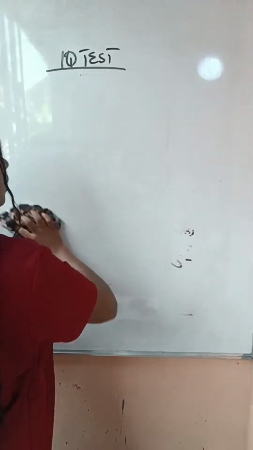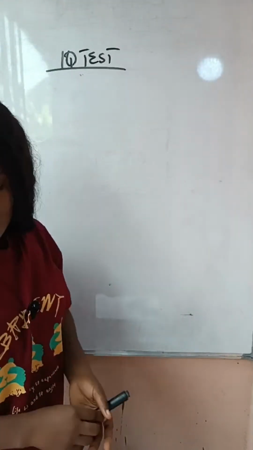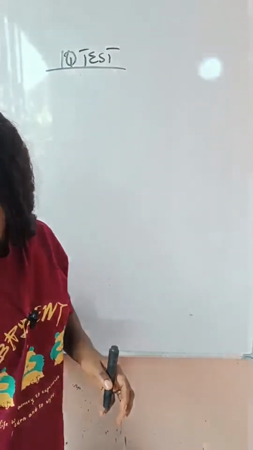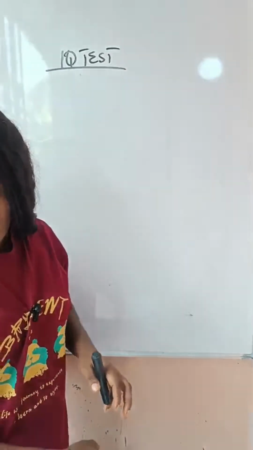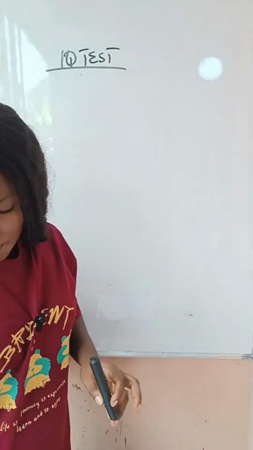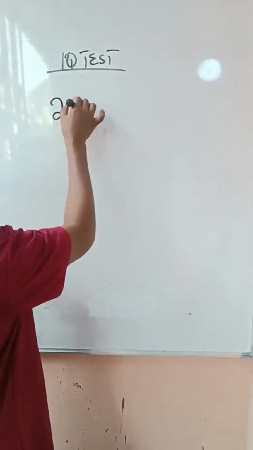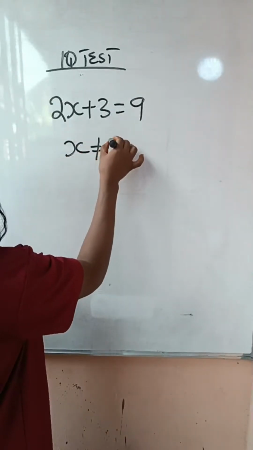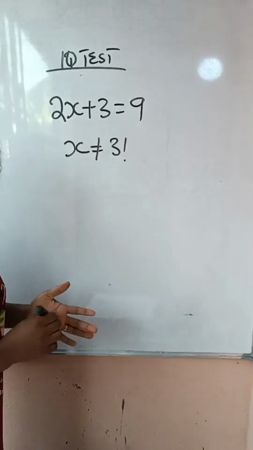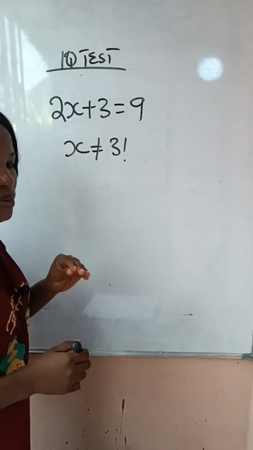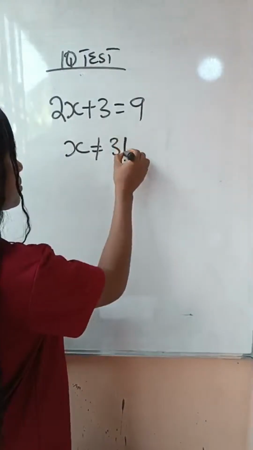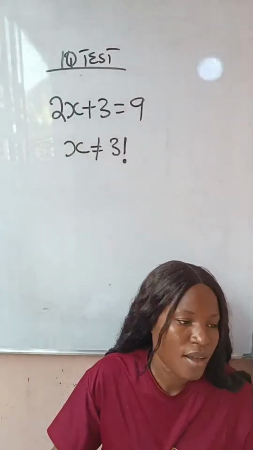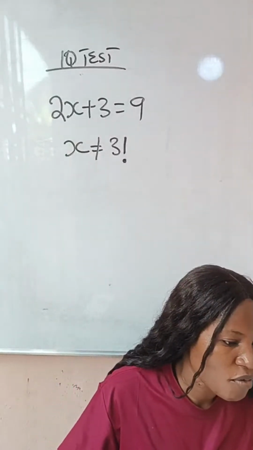Now, let's say 2x plus 3 is equal to 9, and I say that x is not equal to 3. Is that right? 2x plus 3 is equal to 9, and I'm saying this. Is this statement right or wrong? What is the value of x?